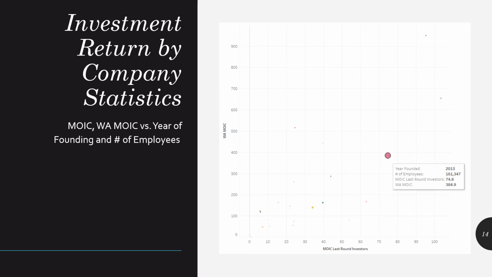This scatter chart uses bubble size to depict the number of employees at a company and color to depict the year a company was founded. It compares WA-MOIC and MOIC values, like the previous scatter chart. Companies founded in 2011 performed incredibly well, as did 2012 and 2013 companies. 2013 is an interesting data point with a massive number of employees seen. The general period of time of success lines up with the economic recovery post-2008 financial recession.